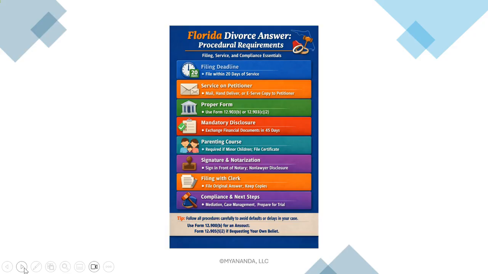And so the compliance and the next steps are: check into areas that require mediation, be a good case manager, and start helping prepare for trial. So the procedures are outlined in, so I see that Copilot did a few more spelling problems, but just remember for an answer it's 12.900(b), and that's from the Family Law Rules of Procedure, and not the Civil Rules of Procedure. And 12.905(b)(2) if you are wanting to do a counter petition.